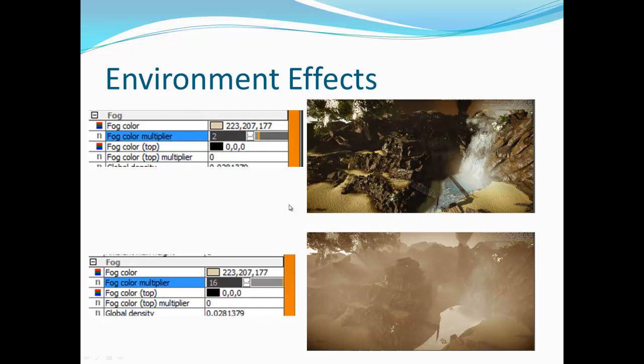You could also change, in the time of day editor, the fog color, the multiplier, and things like that. For example, the fog multiplier here just increases the amount of fog there is, and as you can see in the screenshot, the higher this value is, the more fog there is on the map. And obviously here there's not really that much fog.